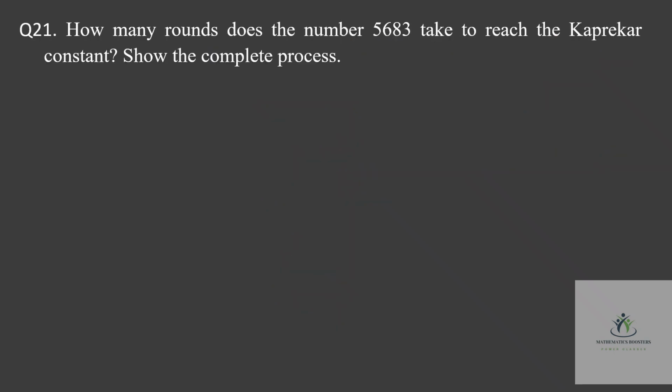Next, how many rounds does the number 5683 take to reach the Kaprekar constant? First, you should know which number is known as the Kaprekar constant. 6174 when it is a 4-digit number. There is a Kaprekar constant for 3-digit numbers also, but here they are asking about a 4-digit number, so we have to find the step at which the result is 6174.